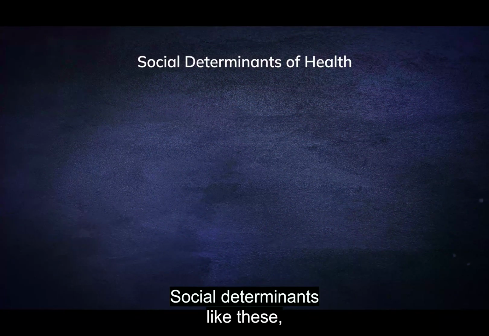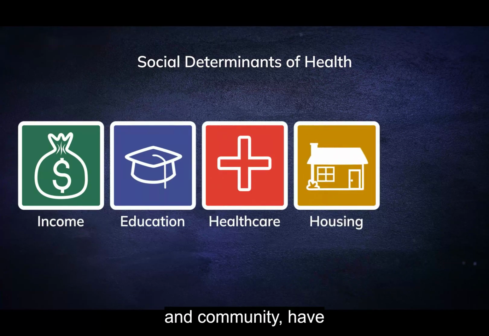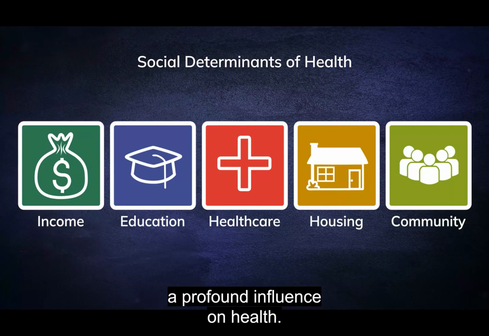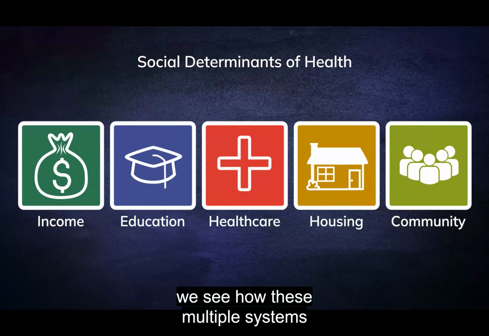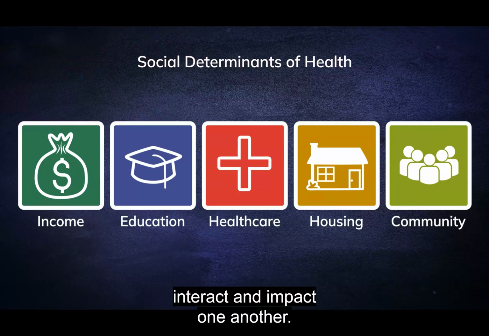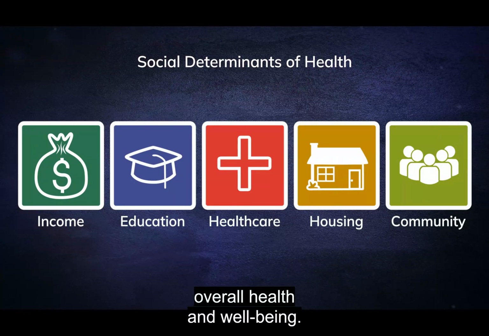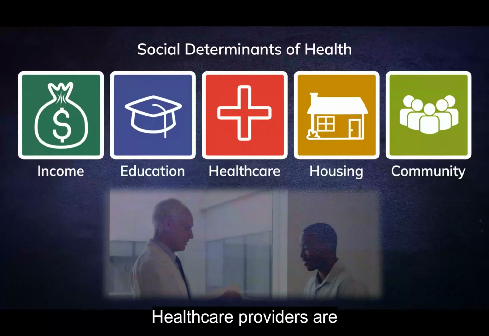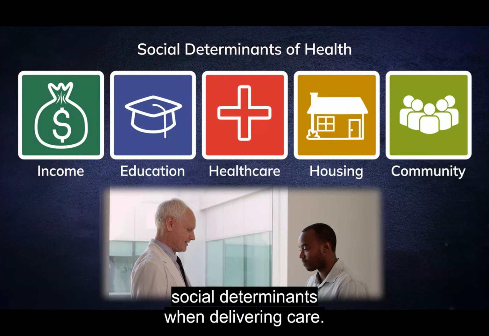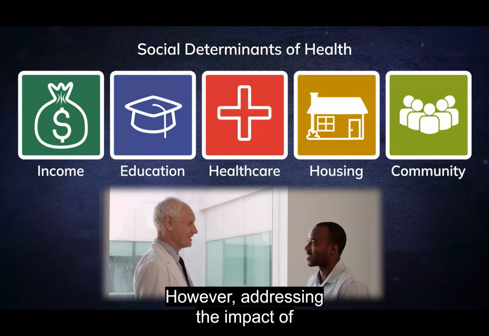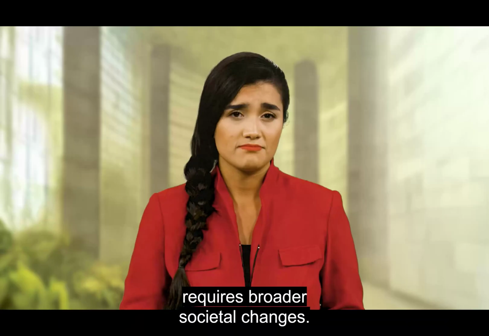Social determinants like these, such as income, education, healthcare, housing, and community, have a profound influence on health. When we take social determinants into account, we see how these multiple systems interact and impact one another. Lack of access to any one of these factors can have an effect on a person's overall health and well-being. Healthcare providers are increasingly recognizing the importance of addressing social determinants when delivering care. However, addressing the impact of these systemic challenges requires broader societal changes.